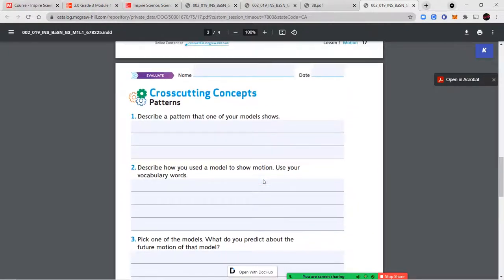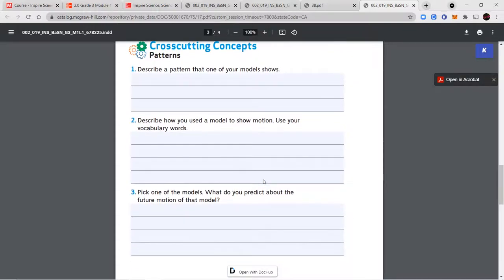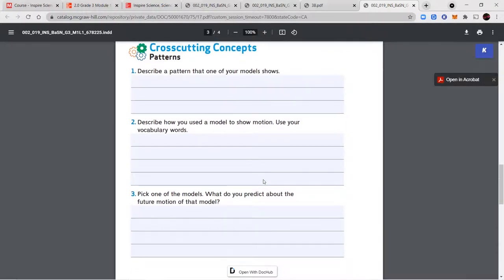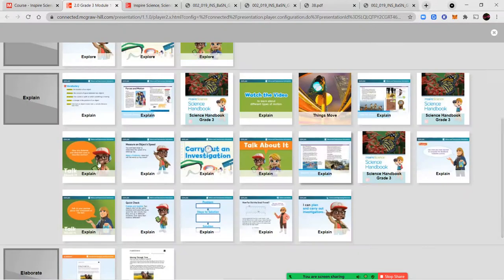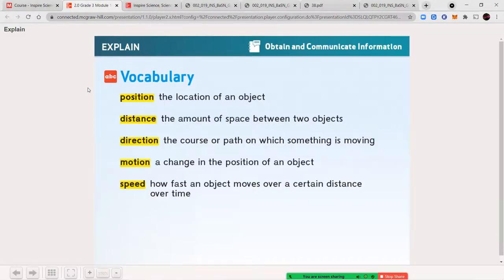Now for page 18, you're going to answer some questions about the models you made and drew. You're going to describe a pattern that one of your models shows. So tell me about it with detail, use your words, give lots of examples. For number two, describe how you use the model to show that motion and use vocabulary words. So make sure you go back and revisit our vocabulary words if you don't remember what they are. I will pull them up for you once more over here. So our vocabulary words are position, distance, direction, motion, and speed.